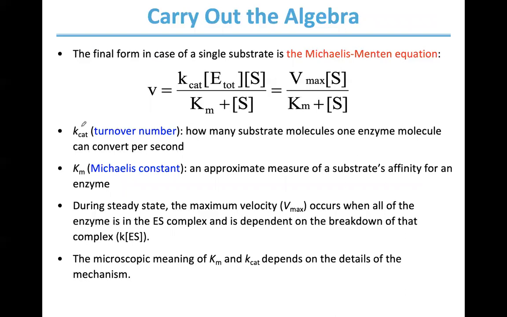Now, something that we need to discuss further. Kcat, what is Kcat? Michaelis-Menten, you already know. Michaelis-Menten constant, sorry, Michaelis constant. You know the Vmax, right? When all of the enzyme is in the enzyme substrate complex and is dependent on the breakdown of that complex.